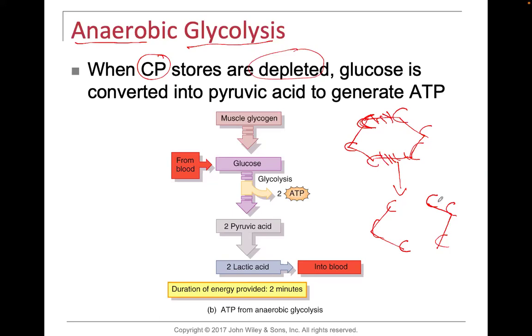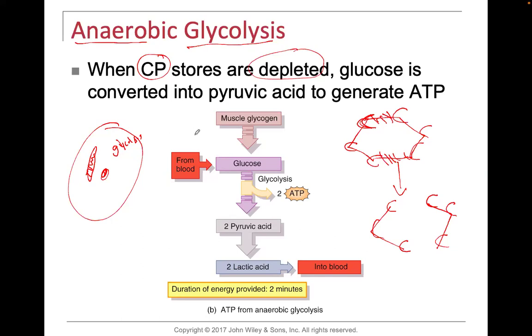Okay, this is pyruvic acid. This is what happens if this is the cell, and this is a nucleus, and this is the mitochondria. Glycolysis takes place here in the cytoplasm. It doesn't take place in the mitochondria, but it does take place in the cell, in the cytoplasm.